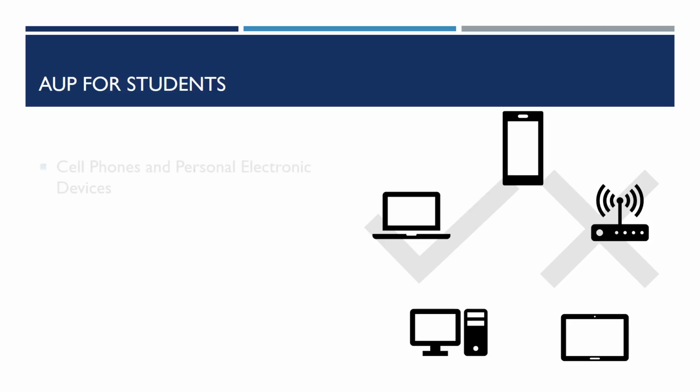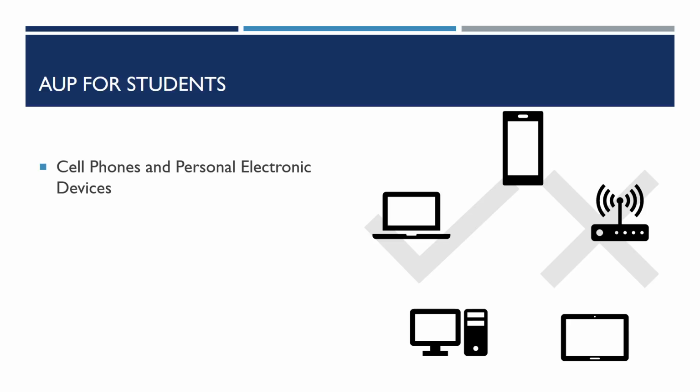The first section of the acceptable use policy is on cell phones and personal electronic devices. According to our acceptable use policy, students are not allowed to possess cell phones and other electronic devices on school property. This includes at school, on a school bus, or on school chartered vehicles, or at any school-sponsored activities before, during, or after the school day. This restriction also applies to field trips and travel to and from school-sponsored activities such as competitions and sporting events.